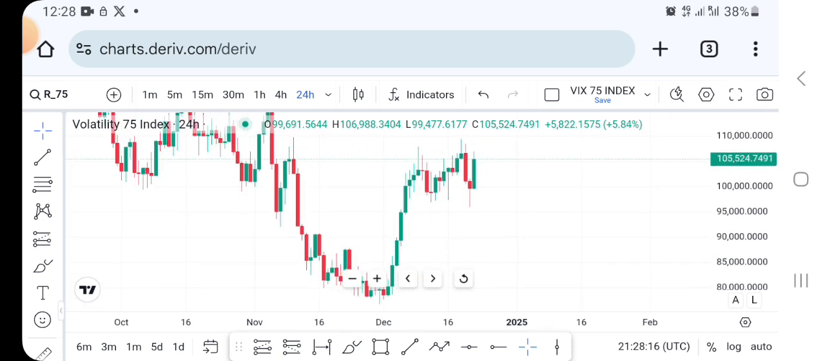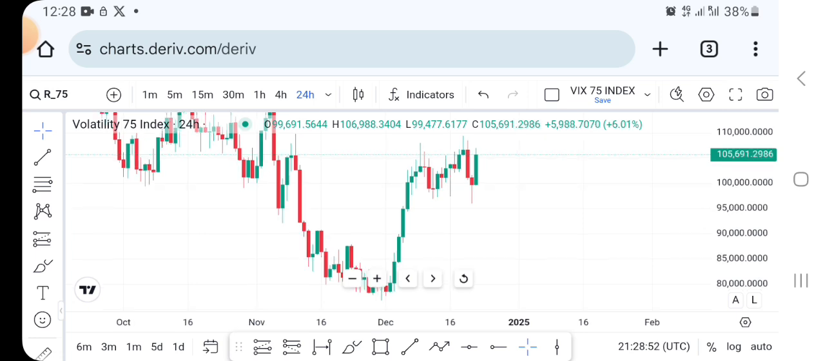So if you really want to master this VIX75 index, stick around with me until the end to understand a step-by-step process. Without further ado, let us jump into the process.